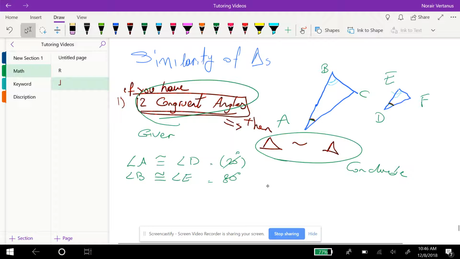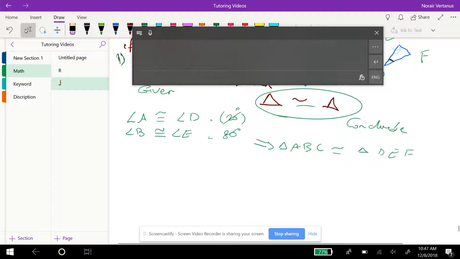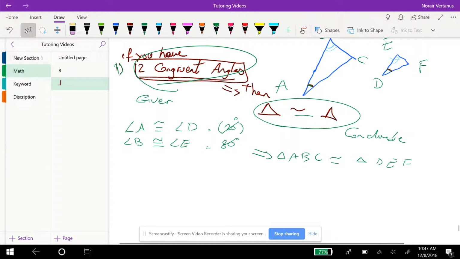Then you can conclude what? These two triangles are similar. Triangle ABC is similar to triangle DEF, right? So what is the point? This is just the first one. There are two others that we're going to talk about. This is angle, but what is the point of doing this?